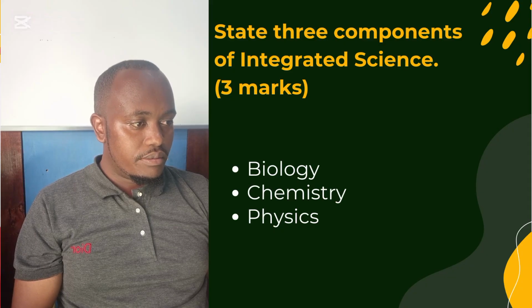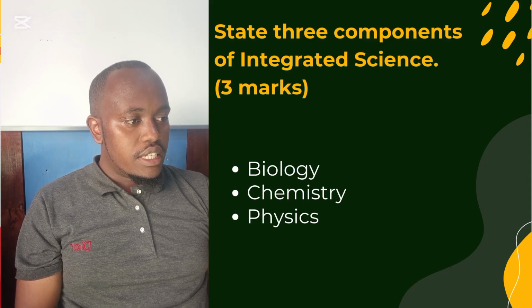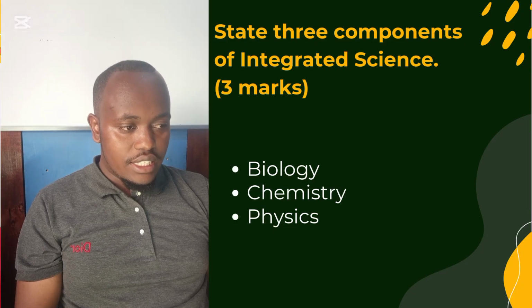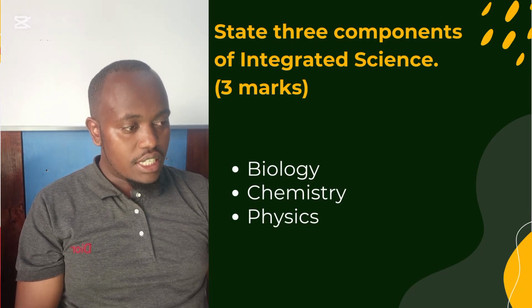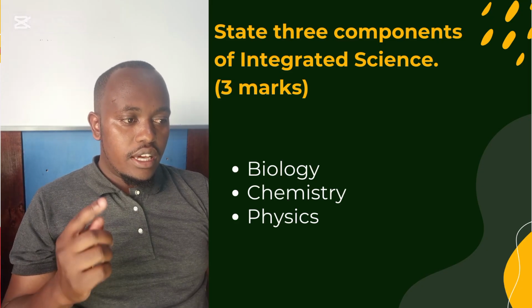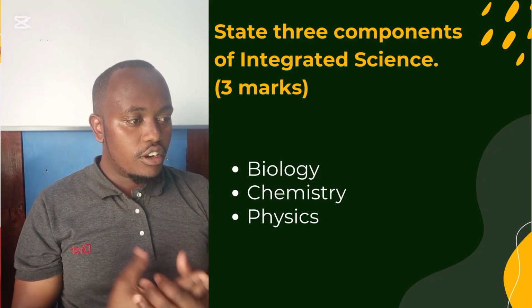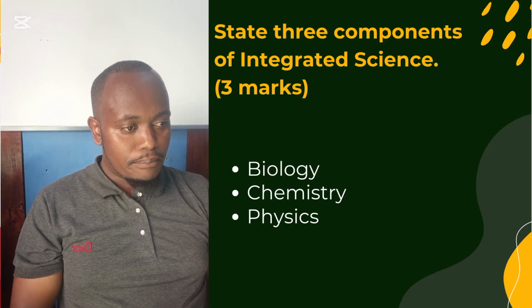The second question asks, state 3 components of integrated science. As mentioned in the definition, the components of integrated science are biology, chemistry, and physics. Those are the 3 components of integrated science.